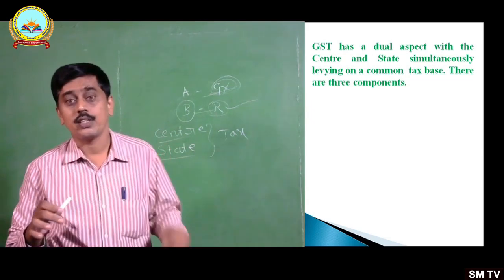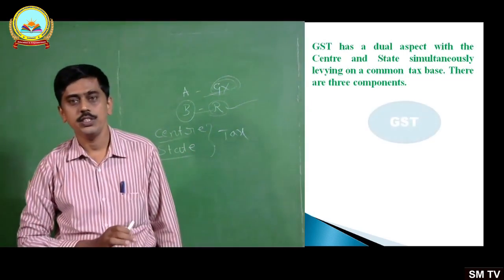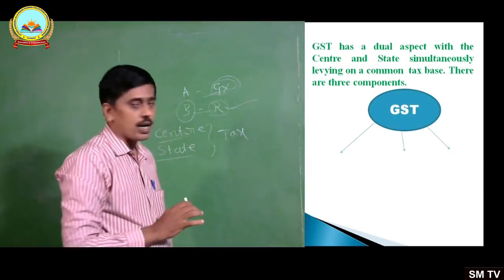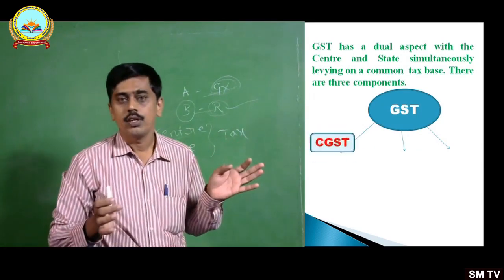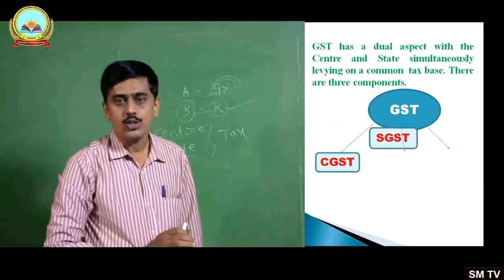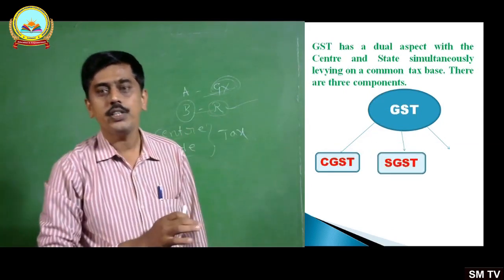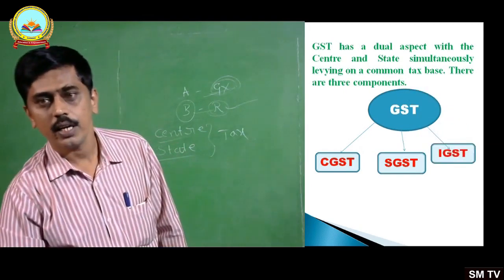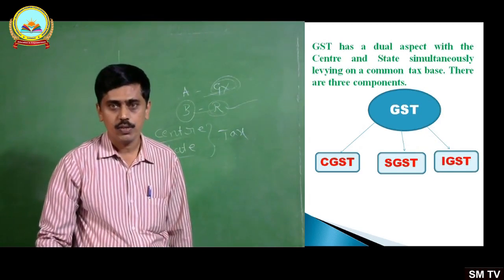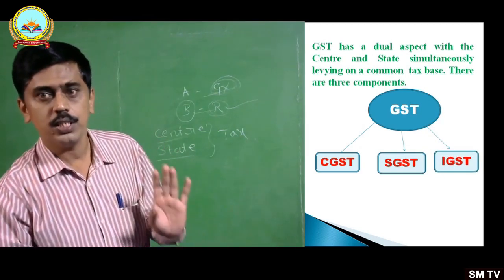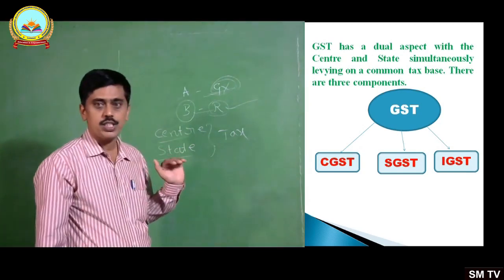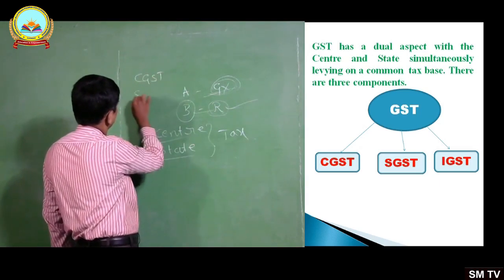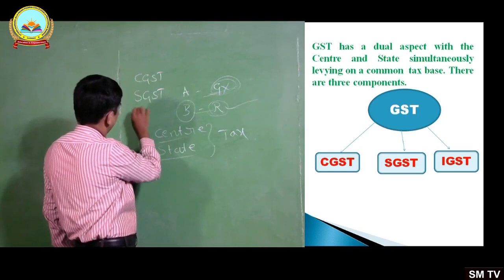So GST has three components, and they are, as you can see there, CGST, SGST and IGST. GST involves three components. One is the CGST, other one is the SGST and the third one is IGST.